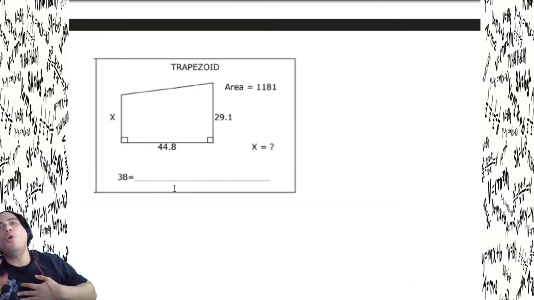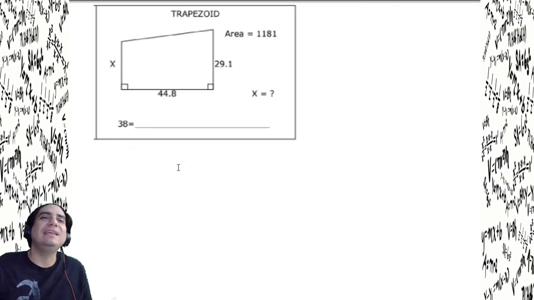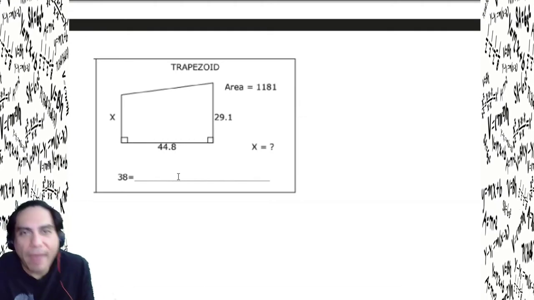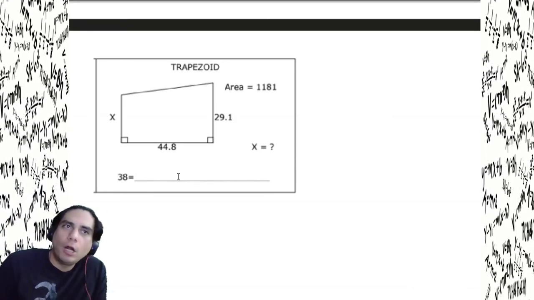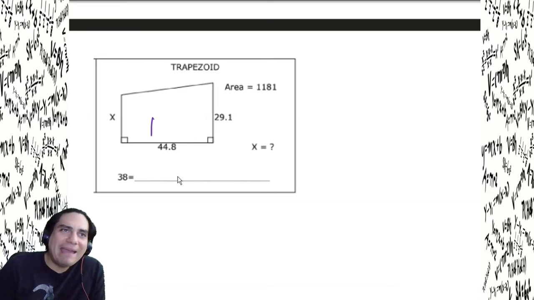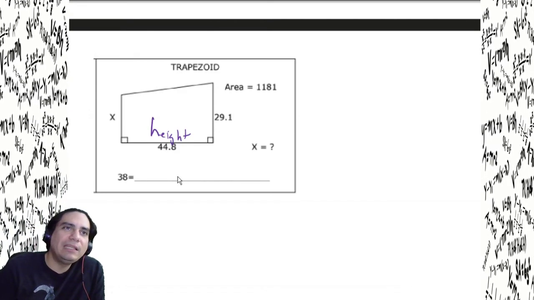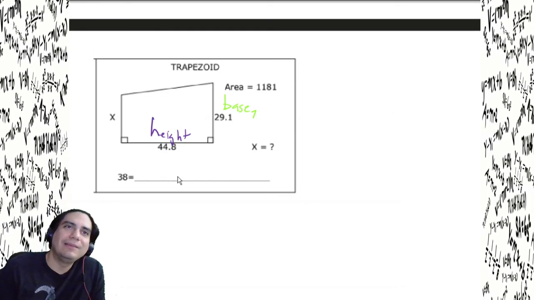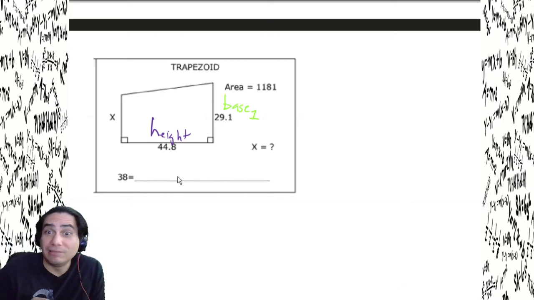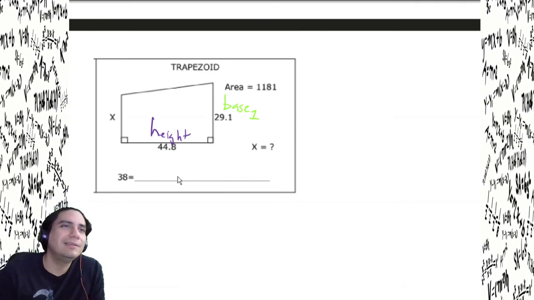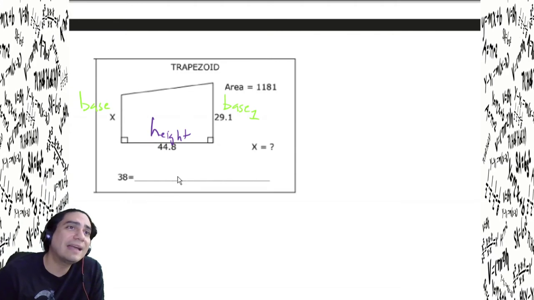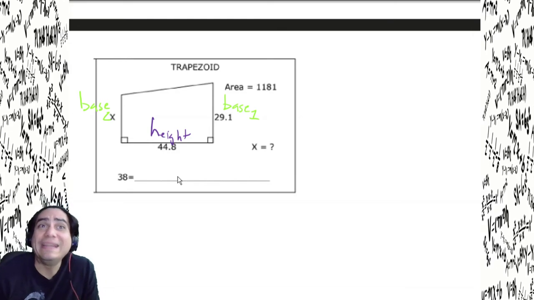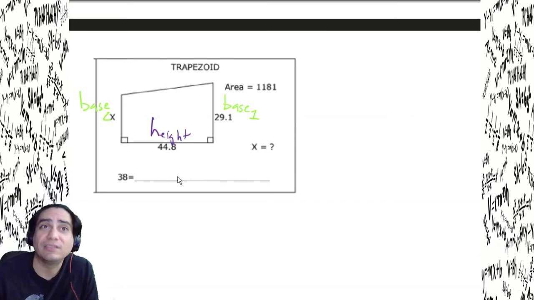This is the only problem I see here that has been different than every other one we did when we were working backwards. As you can see, the height is actually right here, and they gave us one of the bases. But they didn't give us the other base. So we're not going to use the same formula, but we are going to use that same area formula and undo the work so we can see what's going on.